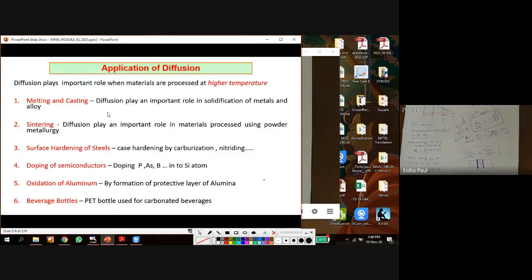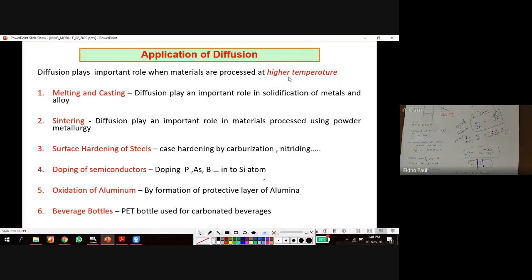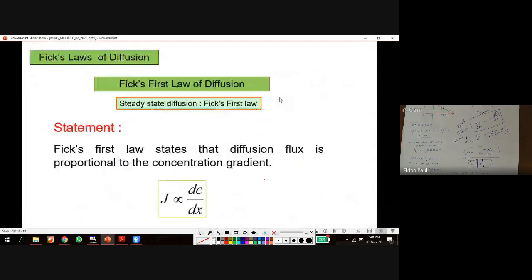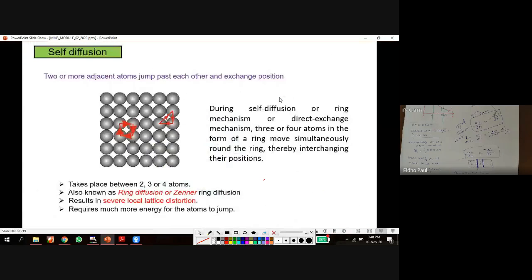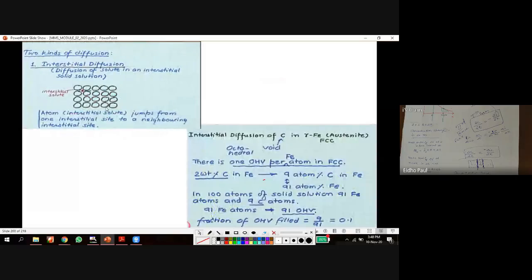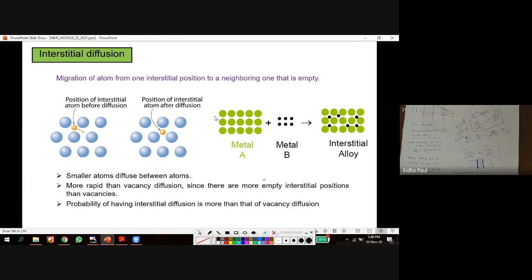And the application of diffusion: diffusion plays an important role when the materials are processed at high temperature. This is very important, and the rate of diffusion at normal temperature is very, very small. What is the reason? For all the diffusion which we discuss, the atom should have very high energy. Then only they displace from one position to another position. When the atom has higher energy, they can break the bonds and change position from one point to another point.